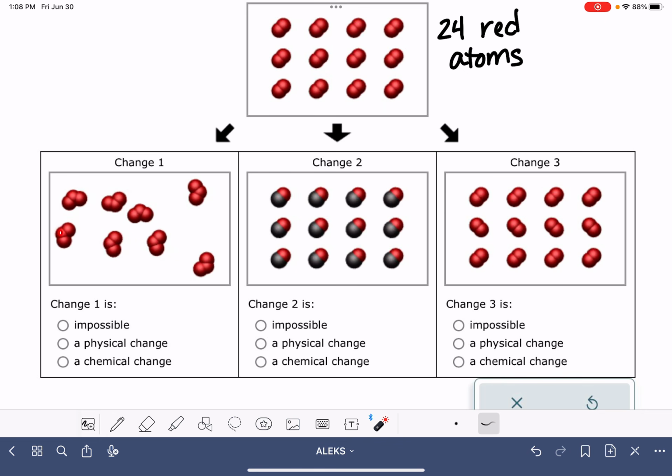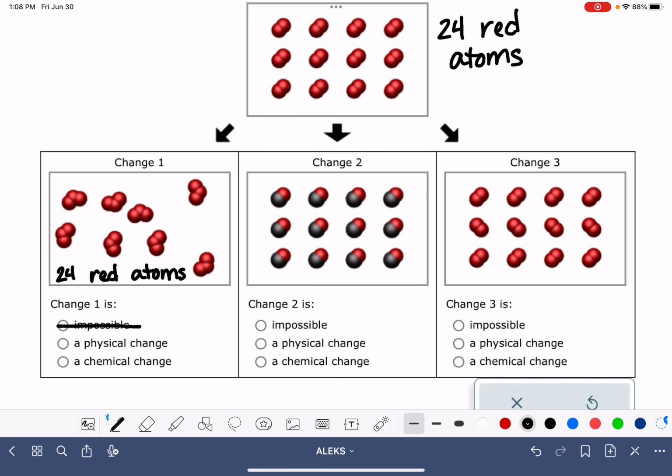So if we take a look at change number 1, these molecules are containing 3 atoms. So this is a total of 24. So here we have 24 red atoms, which means that this is not impossible. We're going to rule that out.